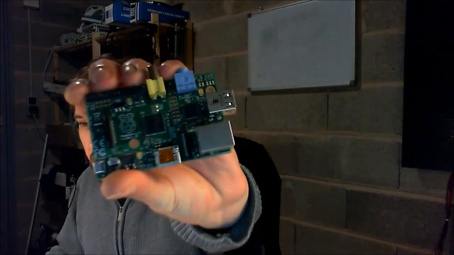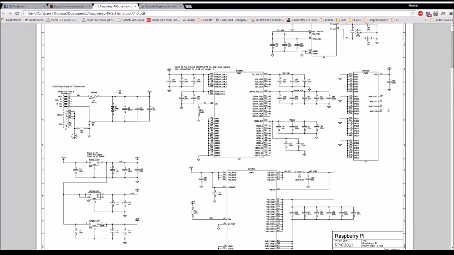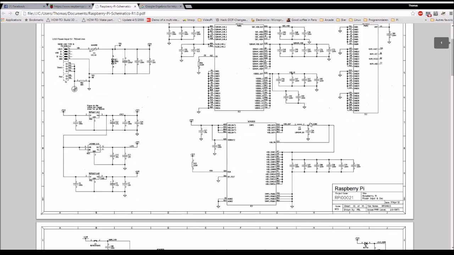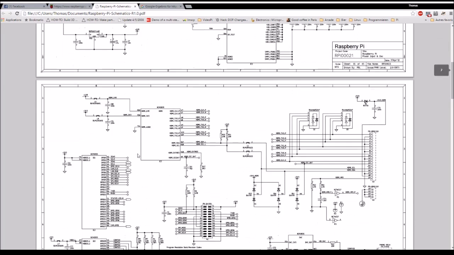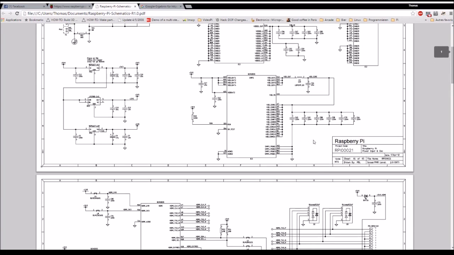As everybody knows, the new Raspberry Pi Zero is based on the Raspberry Pi 1, only with a little bit more memory. So today I want to show you how you convert a Raspberry Pi 1 to a Raspberry Pi Zero. First of all, we have to analyze the schematics of the Raspberry Pi, and you can see there is a lot of stuff here, like DVI outputs, a network and USB hub and so on.